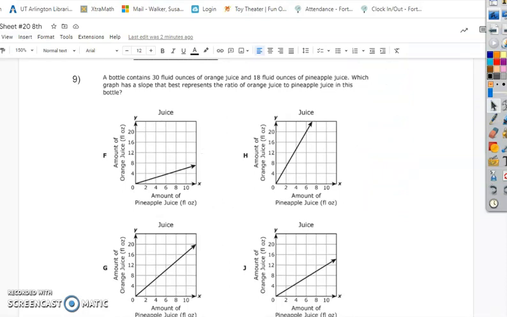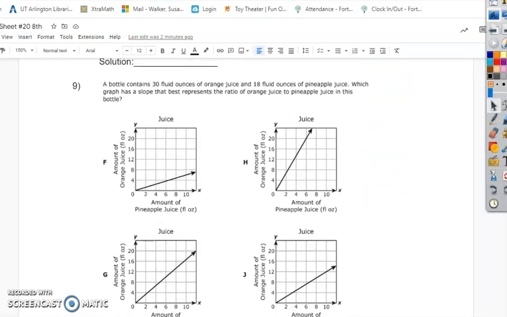Number 9, a bottle contains 30 fluid ounces of orange juice and 18 fluid ounces of pineapple juice. Which graph has a slope that best represents the ratio of orange juice to pineapple juice? Remember, slope is delta y over delta x. These are proportional, so we can also do y over x, because every single one of these is proportional.